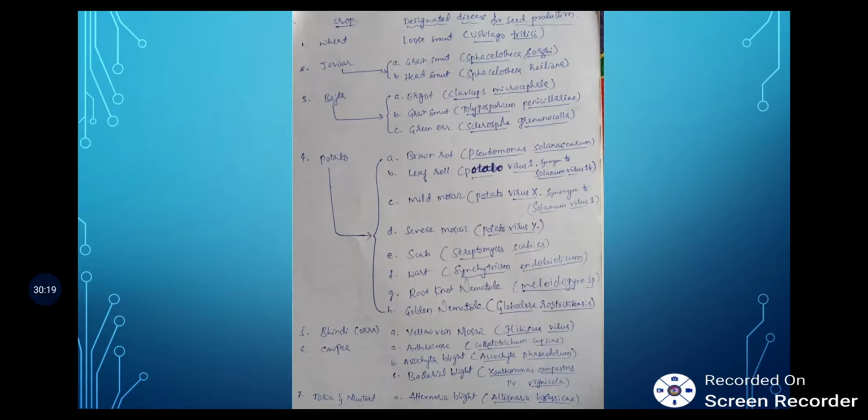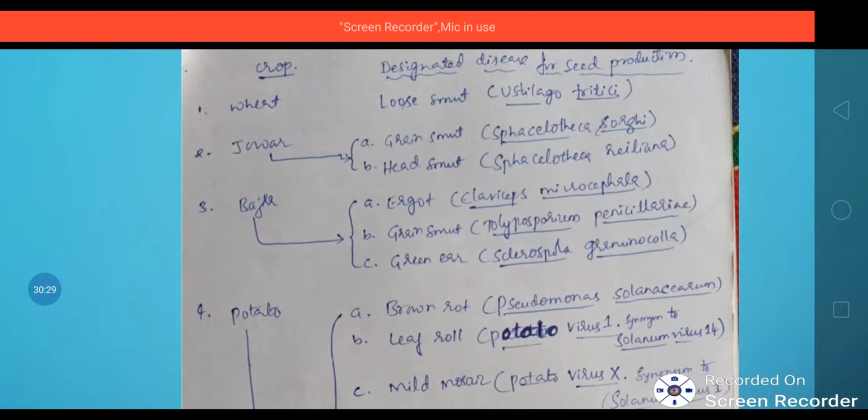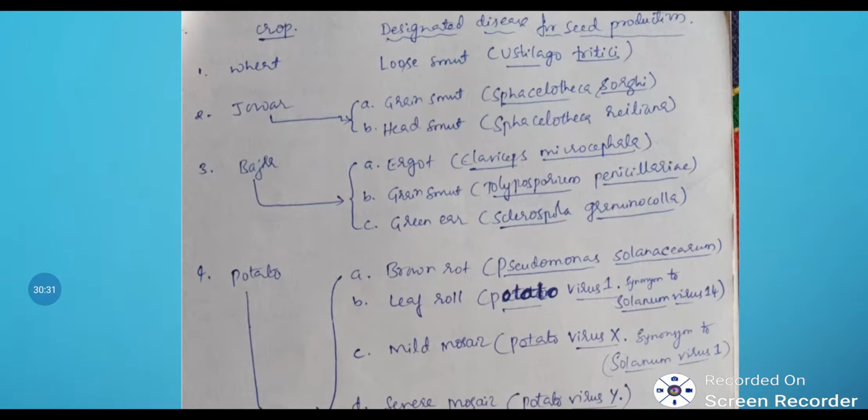Next, some information is given here, that is designated diseases in seed production. In wheat, the designated disease is loose smut, caused by Ustilago tritici. In jowar, there are two designated diseases, namely grain smut and head smut. Grain smut is caused by Sphacelotheca sorghi, and head smut by Sphacelotheca reiliana.